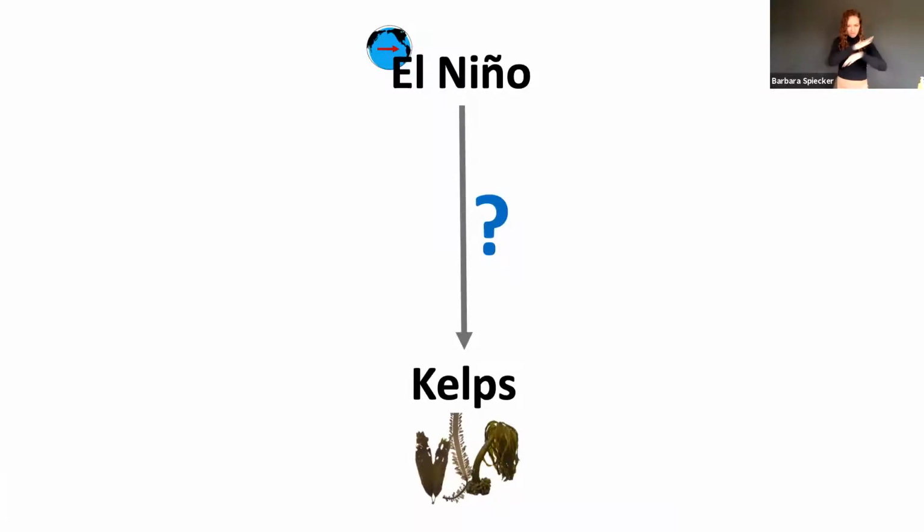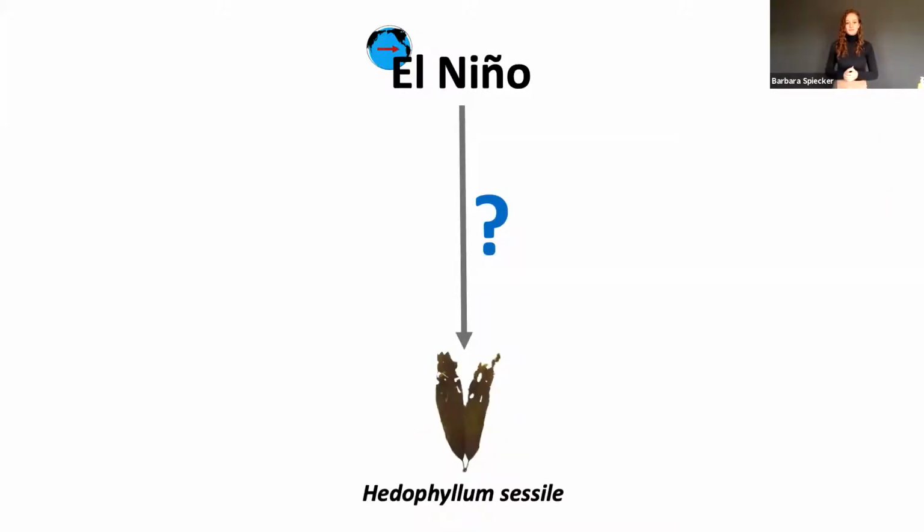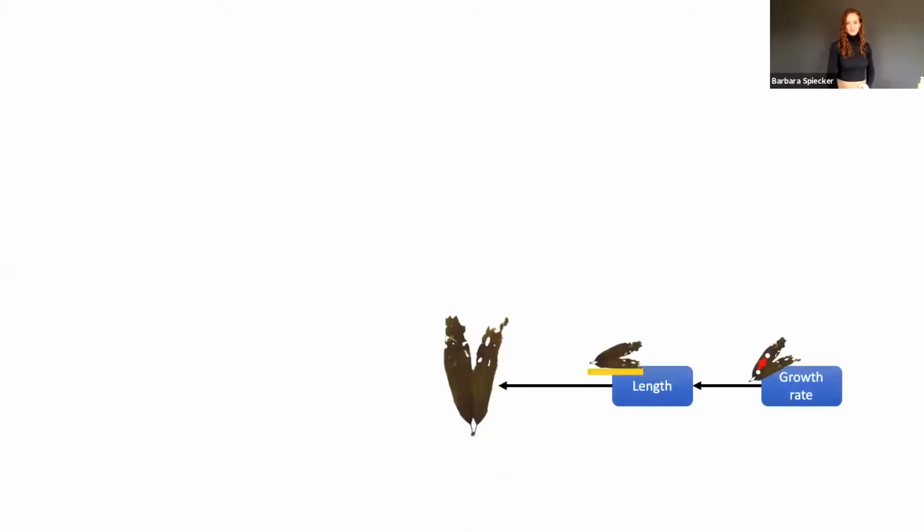So now let's look at how the effects of El Nino on these 3 common intertidal kelp species might be modified depending on other environmental processes that may be happening in the environment. Let's start by focusing our attention on Hedophyllum sessile, and let's look at how Hedophyllum length and growth rate respond to El Nino.